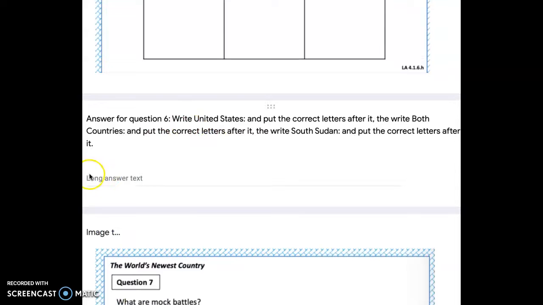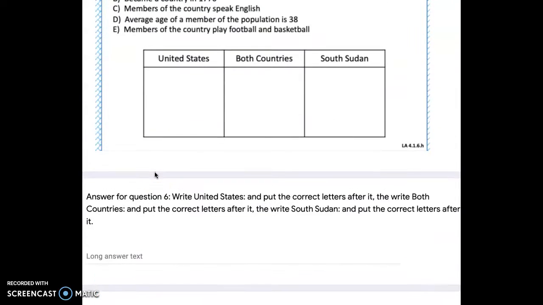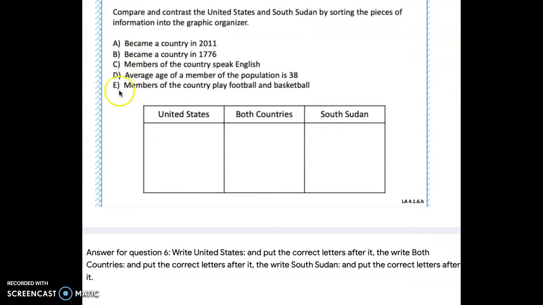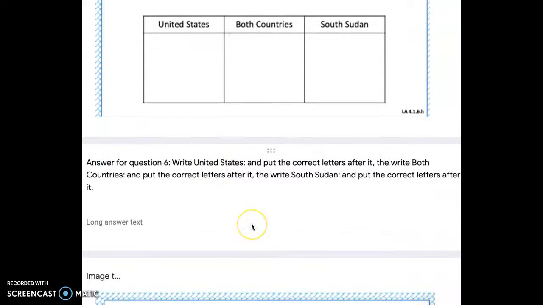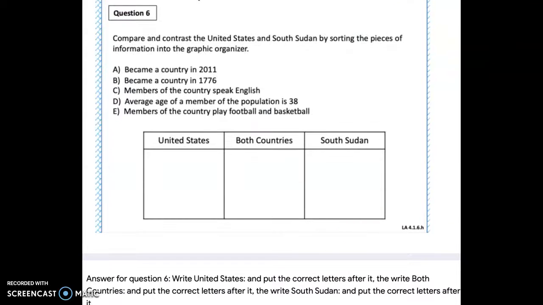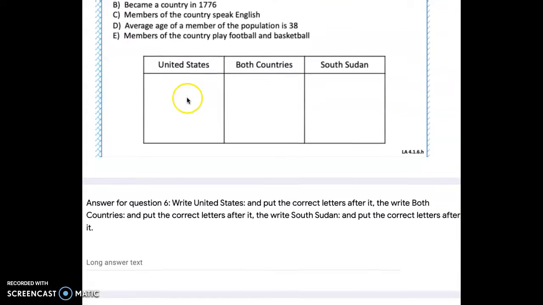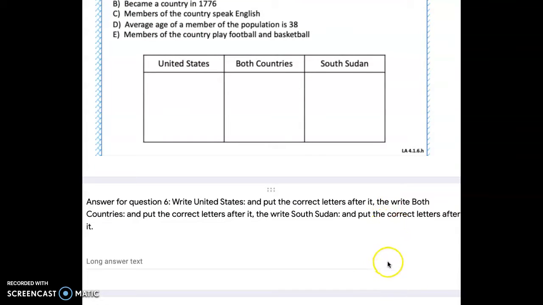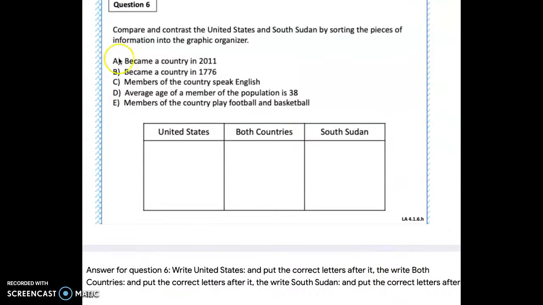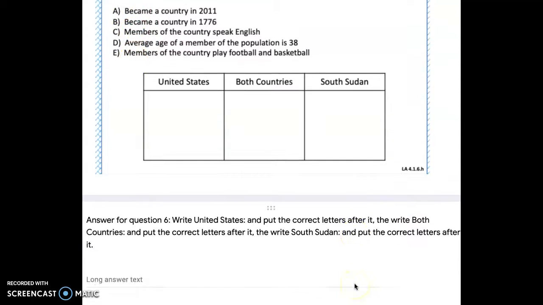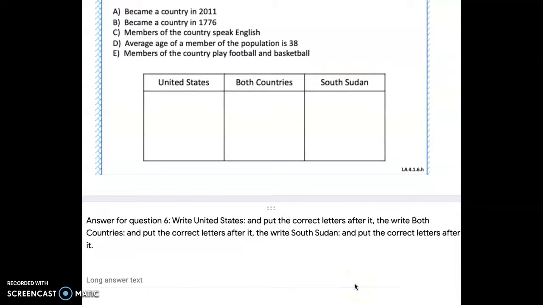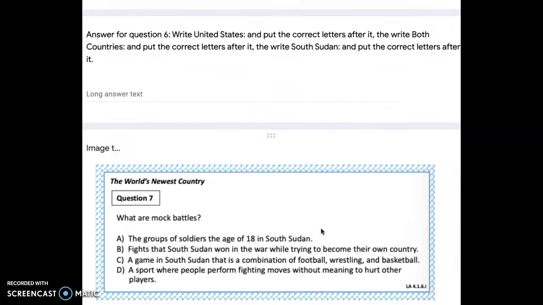You will write United States and then put which letters will go behind it. Then you will write both countries and put which letter or letters match both countries. And then you will write South Sudan and put which letter or letters fit only South Sudan. If you don't understand this, please come and talk to me.